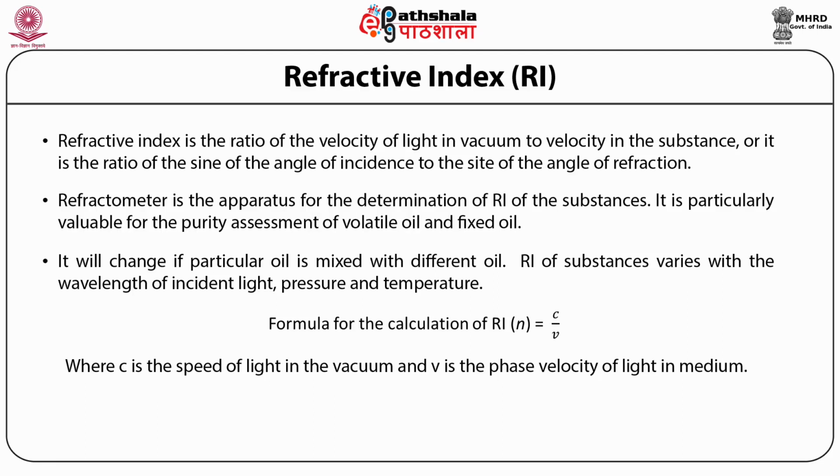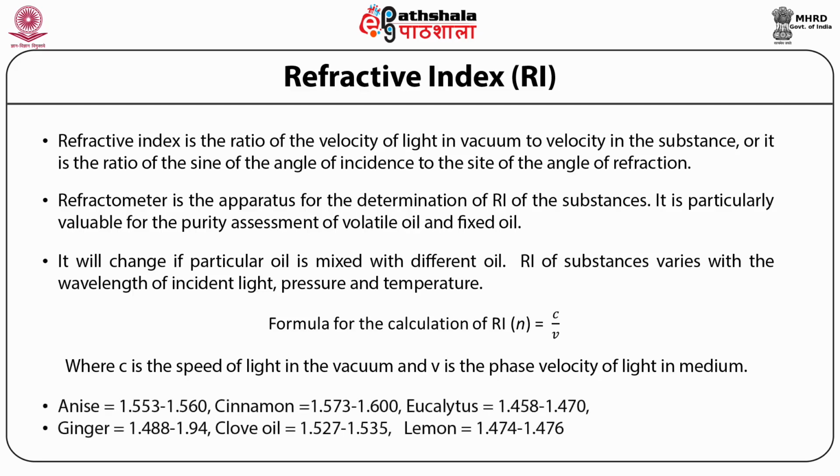The refractive index of some important volatile oils, like anise, is 1.533 to 1.56. For cinnamon it is 1.573 to 1.6. Eucalyptus has a refractive index of 1.458 to 1.47. Ginger oil has a refractive index somewhere between 1.488 and 1.494. Clove oil refractive index varies from 1.527 to 1.535, while lemon oil varies from 1.474 to 1.476.